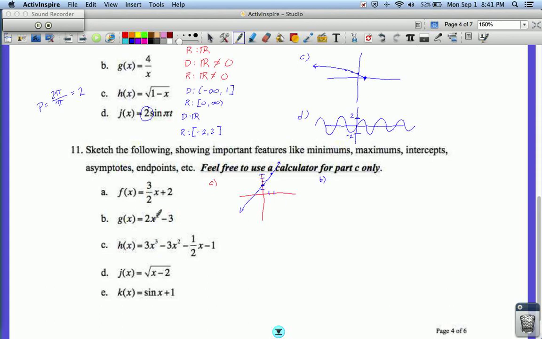Part B is now a quadratic. It is a positive quadratic, so it opens up. But it has an intercept down here at negative 3. Let me get my x and y axes labeled, x and y. As we mentioned, right here at negative 3. Okay, so that would be a minimum value right there.